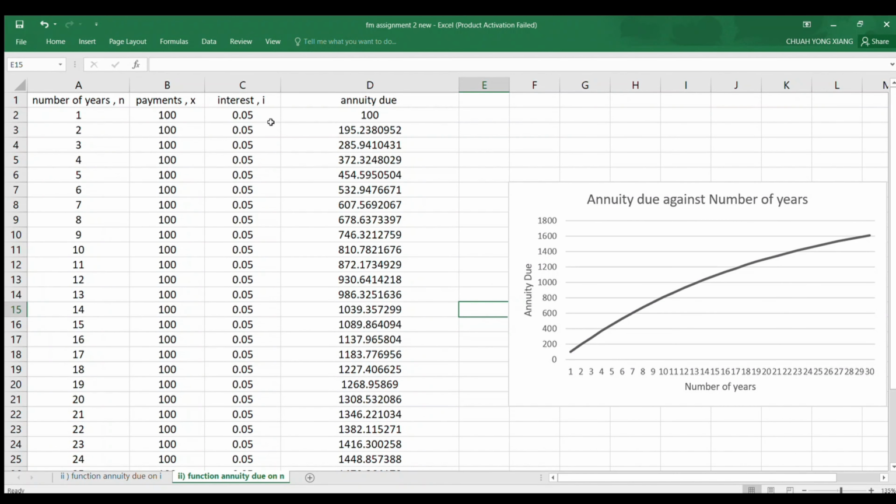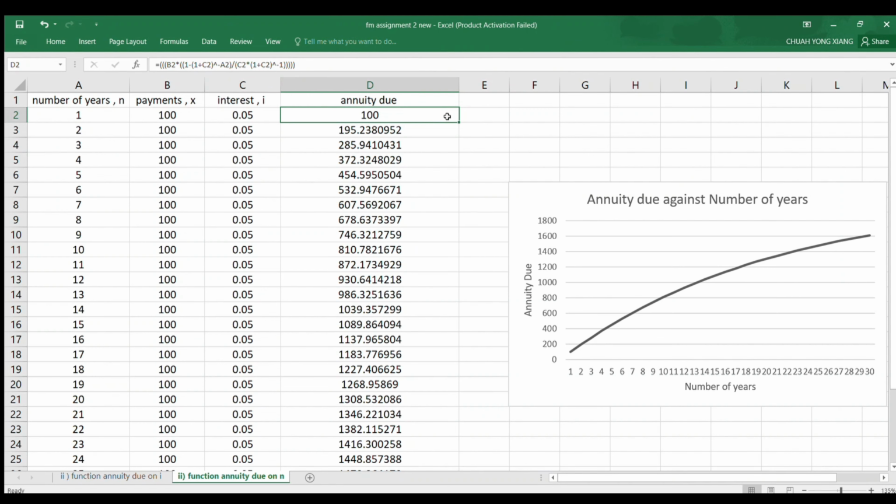Then we also key in the equation for annuity yield, same as the previous one, which is the payment multiplied by 1 minus v to the power of n, where v is 1 plus i to the power of negative number of years, divided by d, where d is i multiplied by v. The i is our interest here, multiplied by 1 plus interest to the power of negative 1.